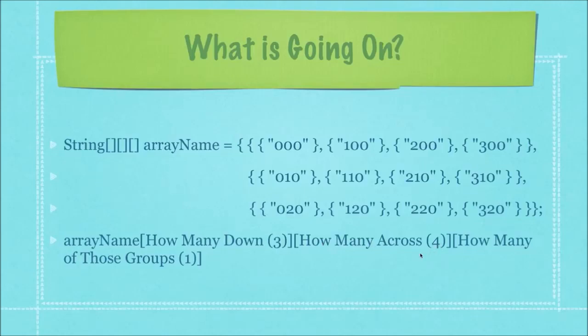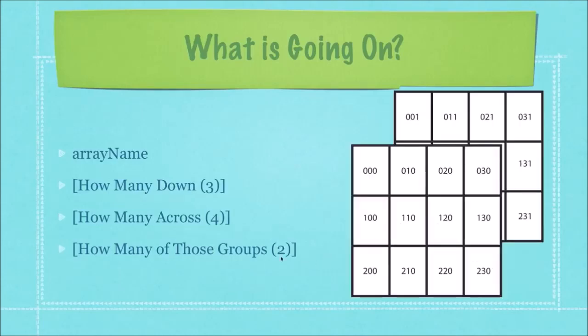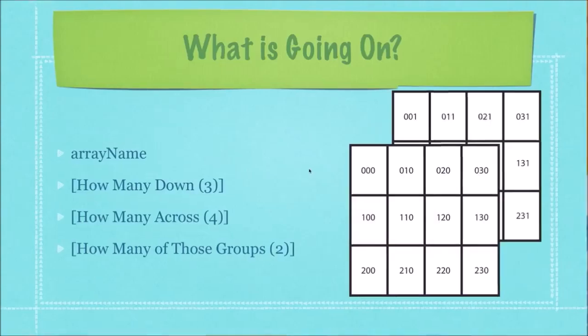Let's look at that in a graphical format. So how many down for the first one? That's going to be 1, 2, 3. See? Down. The next box is going to be how many across? 4. 1, 2, 3, 4. And then the last one is how many of those groups. Well, in this situation we have 1. In this situation we have 2. As you see, there's 2 and there's 2. Okay, so hopefully multi-dimensional arrays make sense now.